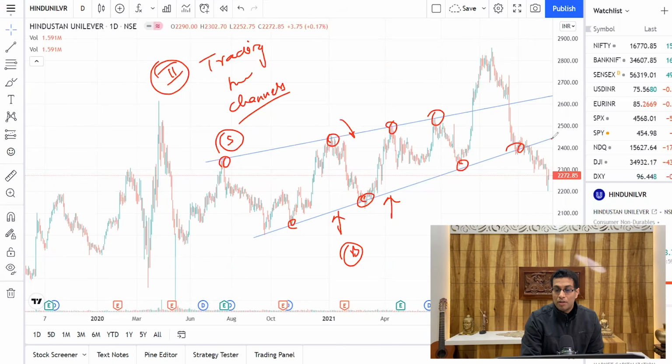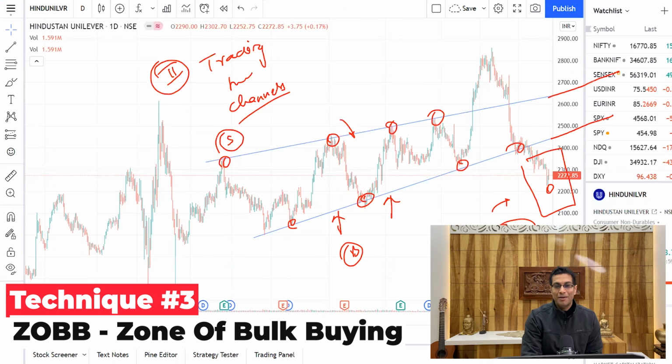So you will be extending this trend line now because the stock is somewhere here, right? And this brings me to technique number 3. This, according to me, is the zone of bulk buying, ZOB. Okay. So zone of bulk buying means what?